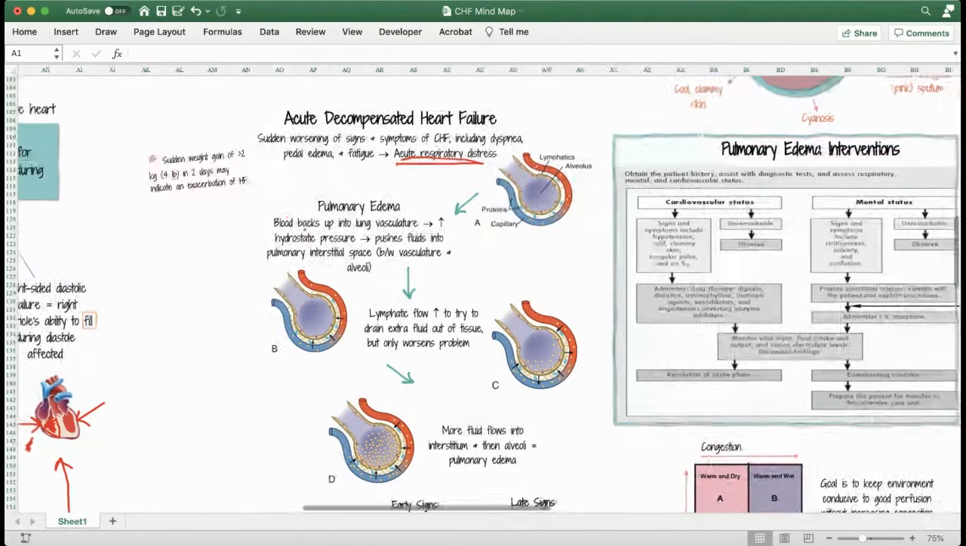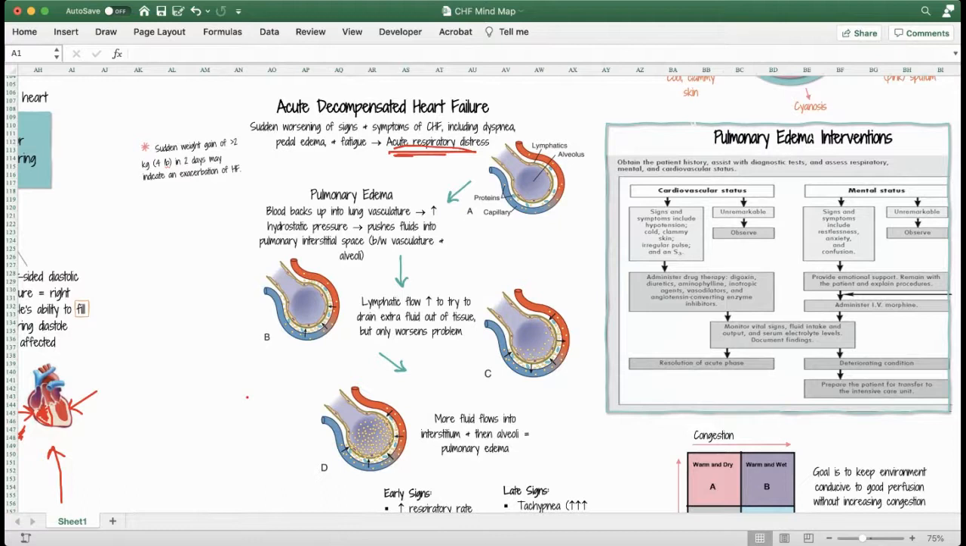When we're talking about these respiratory issues, we talked about pulmonary effusion, and I think someone in the other group was asking about the difference between pulmonary effusion and pulmonary edema. So let's talk about how pulmonary edema happens a little bit.